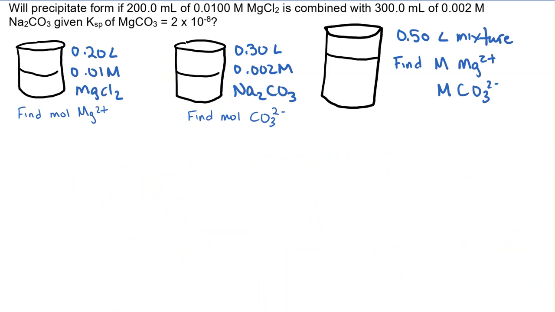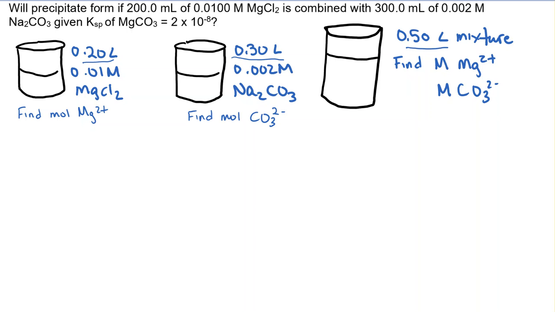Our next problem is more challenging. Will precipitate form if 200 mL of 0.01 molar magnesium chloride is combined with 300 mL of 0.002 molar sodium carbonate, and we're given the Ksp of magnesium carbonate as 2 times 10 to the negative 8th. So I have a little drawing here that shows that we have a beaker with magnesium chloride, and I've converted the mLs to liters. So we have 0.20 liters, and we have 0.30 liters of the sodium carbonate. We're going to combine them to make a 0.5 liter mixture.